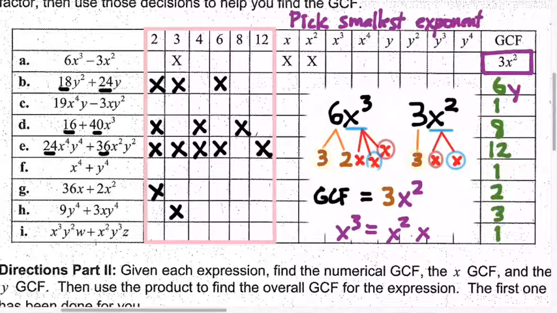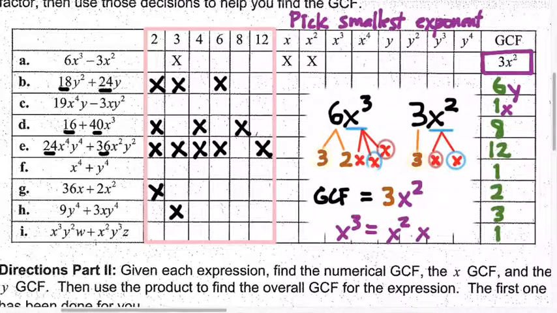All right, so let's take a look at what you got. So for part C, 19x to the fourth y minus 3xy squared. How many x's did you have in your greatest common factor? One. Again, choosing the smaller of the exponents that you saw. And our choices were between x to the fourth and x to the first. So we chose the smaller exponent, x to the first.